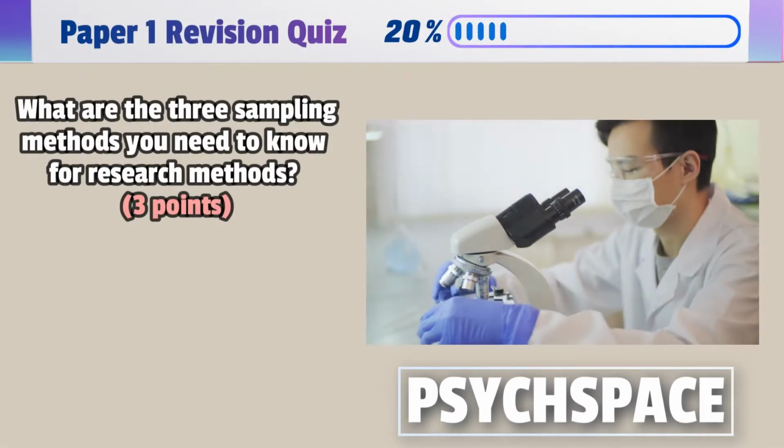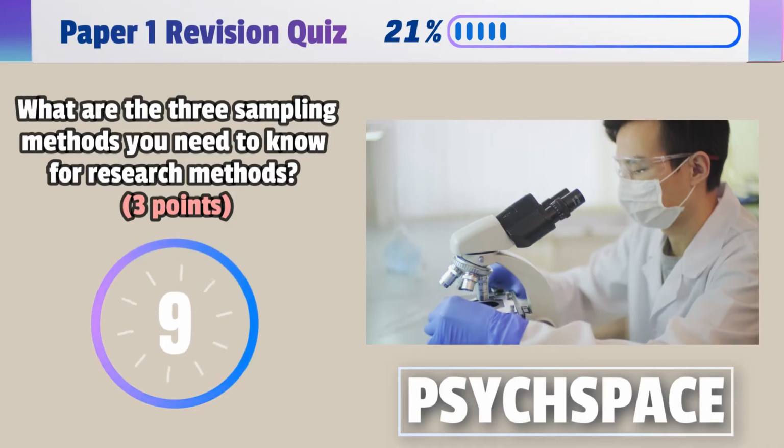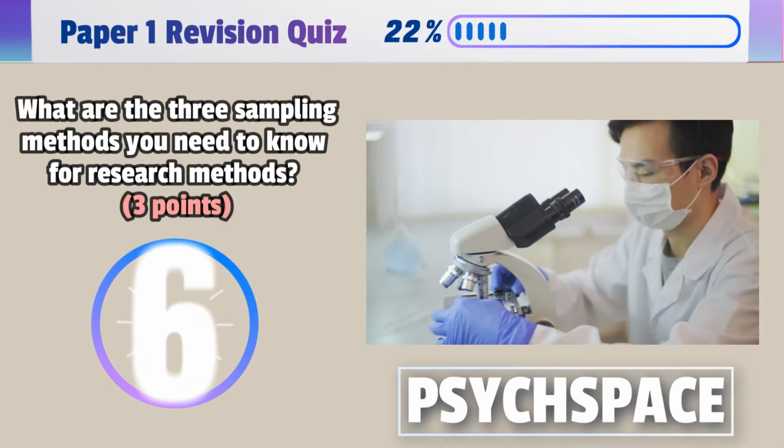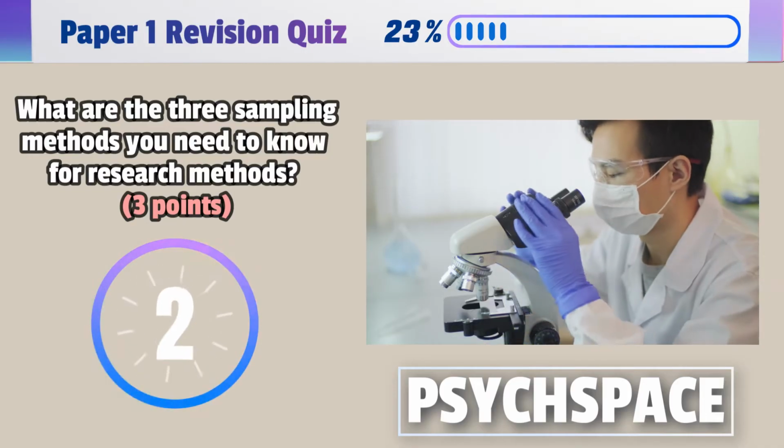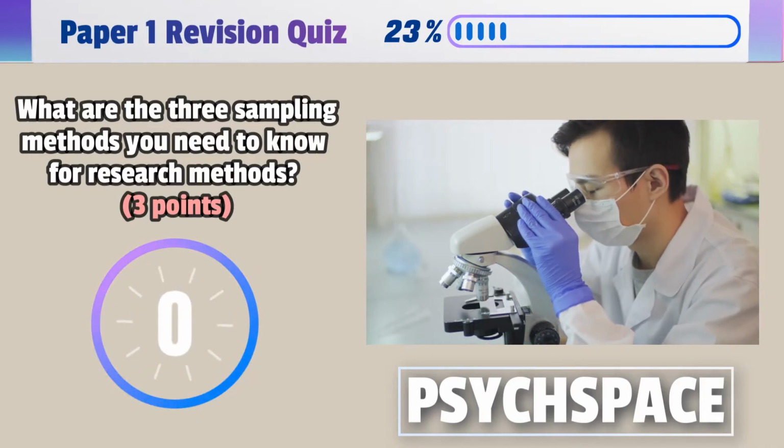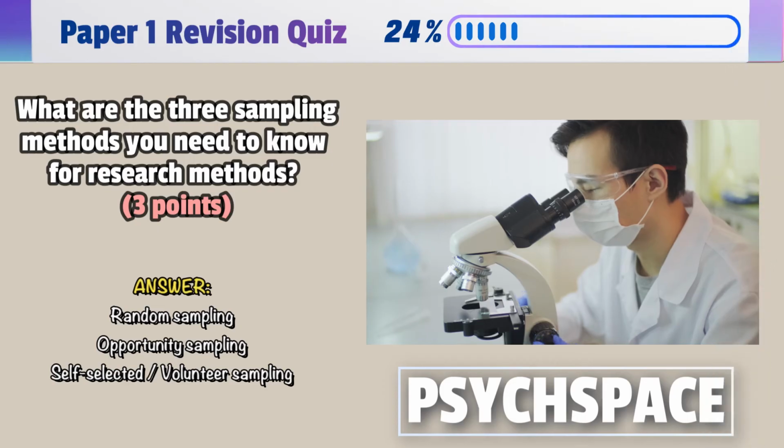Next question, what are the 3 sampling methods that you need to know for research methods? So the answers were random sampling, opportunity, and then self-selected or volunteer. You also need to know how you would actually carry those sampling methods out.